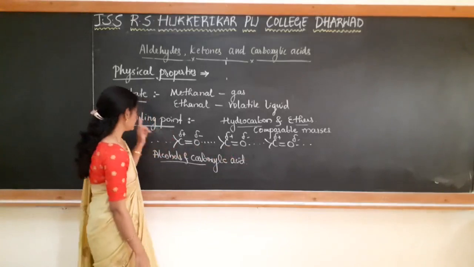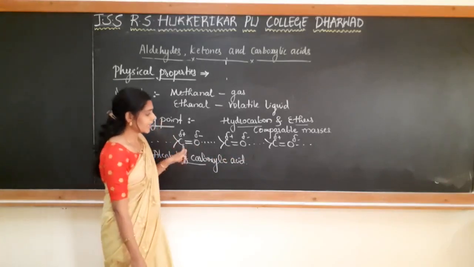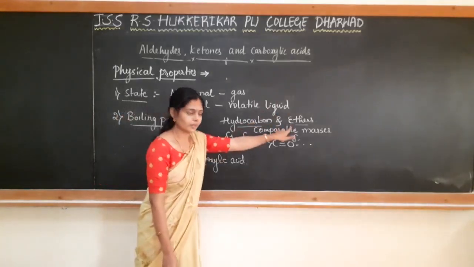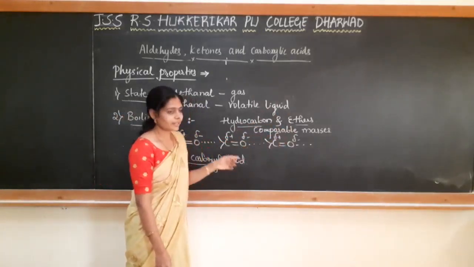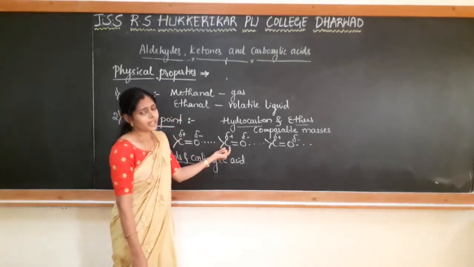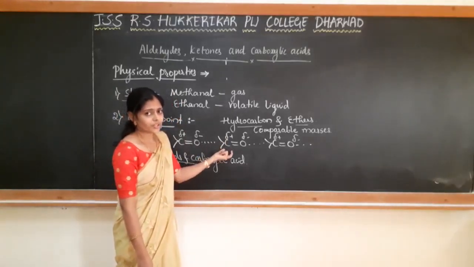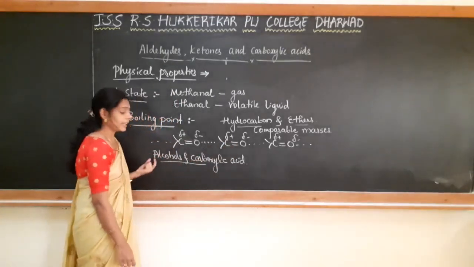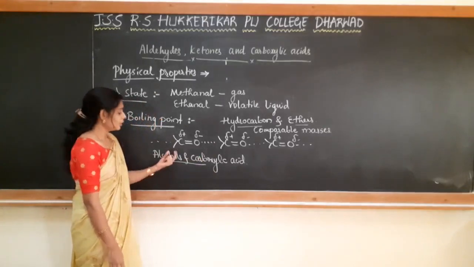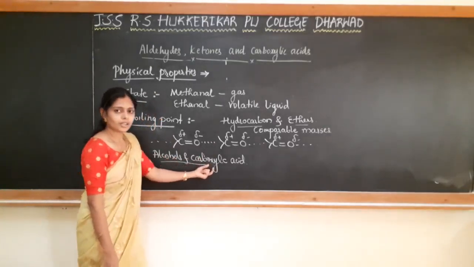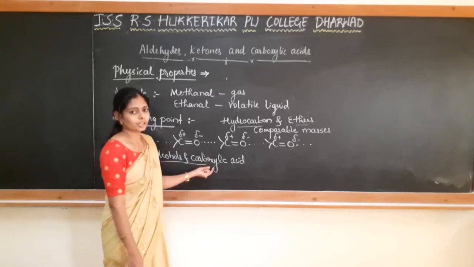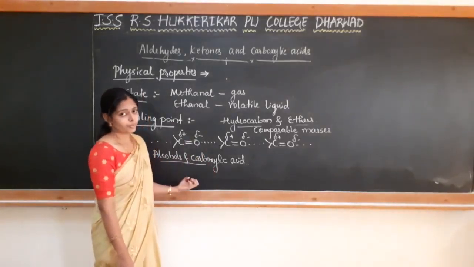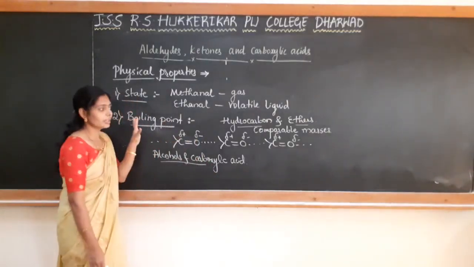Clear? I'll repeat. The boiling point of aldehydes and ketones is more than that of hydrocarbons and ethers of comparable molecular mass due to dipole-dipole interaction. There is a molecular association arising due to the dipole-dipole interaction. Whereas the aldehydes and ketones have a lower boiling point compared to the alcohols and carboxylic acids of comparable molecular mass due to the absence of strong hydrogen bonding. So this is about the boiling point.